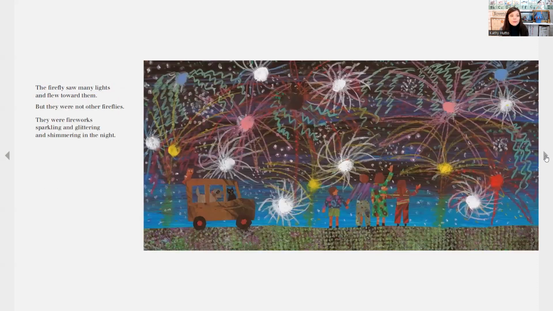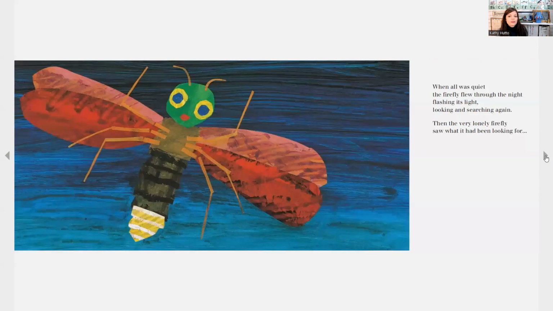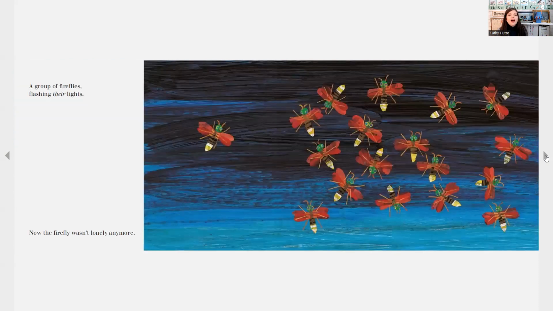The firefly saw many lights and flew toward them. But they were not other fireflies. They were fireworks sparkling and glittering and shimmering in the night. When all was quiet, the firefly flew through the night, flashing its light, looking and searching again. Then the very lonely firefly found what it had been looking for. A group of fireflies flashing their lights. Now the firefly wasn't lonely anymore.